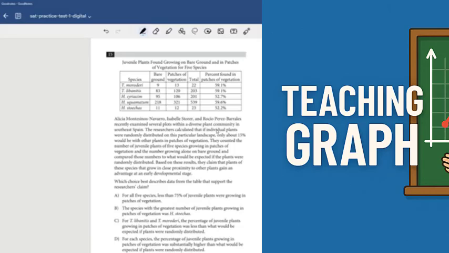Number 15, another data question. Which choice best describes data from the table that support the researcher's claim? So we're looking for something from the table that supports their claim. First, we need to know what their claim is, right?